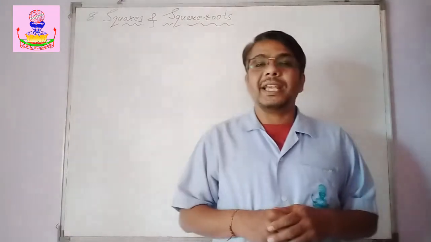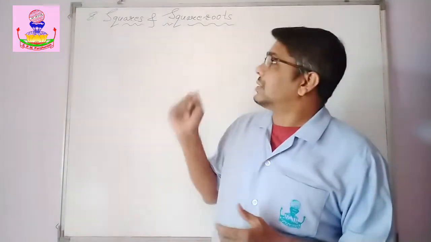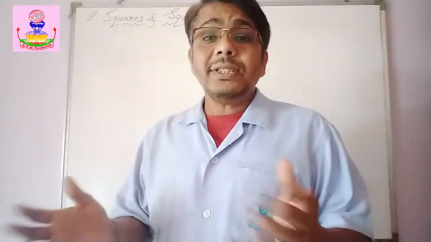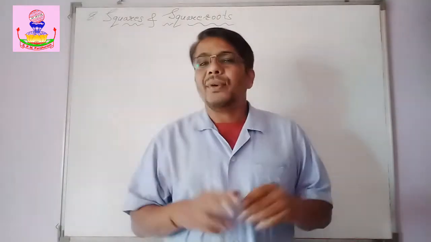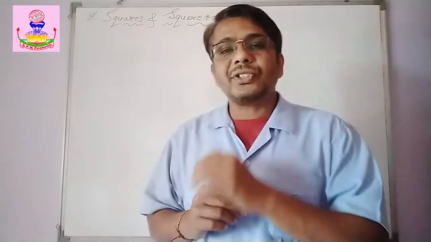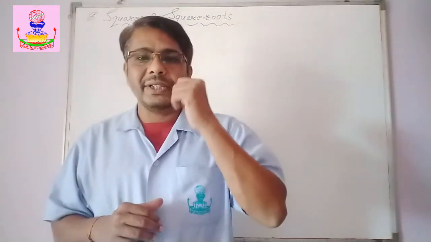So let's now begin with the new topic of scholarship, that is a topic, squares and square roots. So what is a square? When a number is multiplied by itself, the product so obtained is called the square. You are very well acquainted with it.